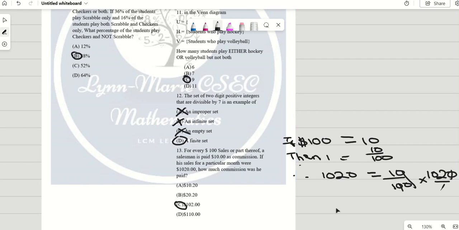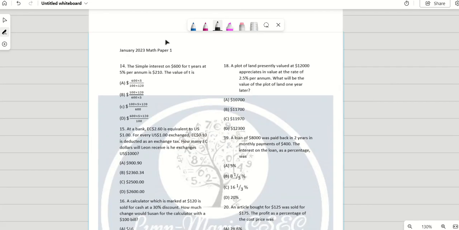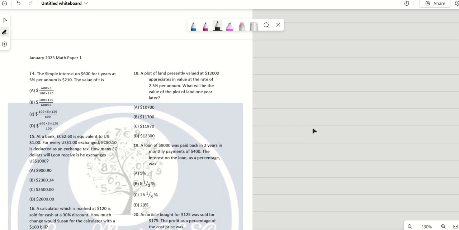This question has brought a lot too. Right, let's look at number 14. The simple interest on 600 for T years at 5% per annum is 210. The value of T is, if you don't know the formula, T or time is simple interest multiplied by 100 all over principal multiplied by rate.